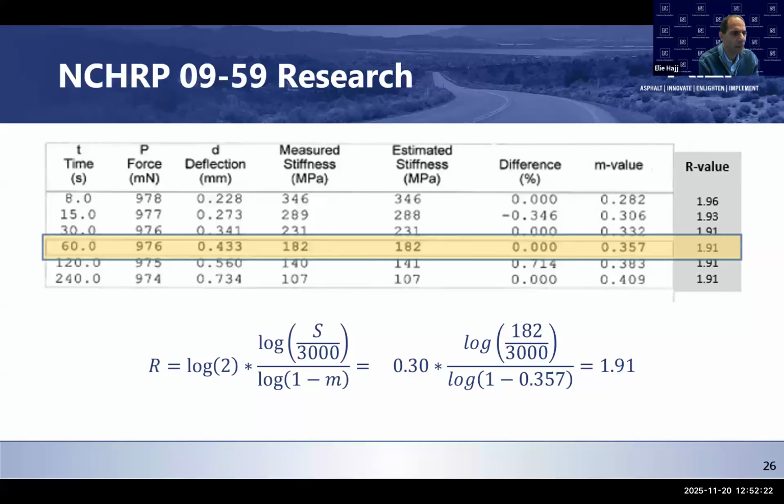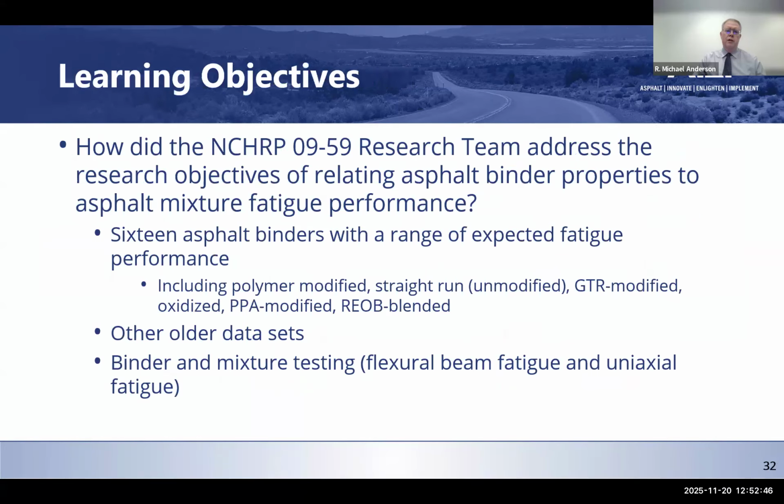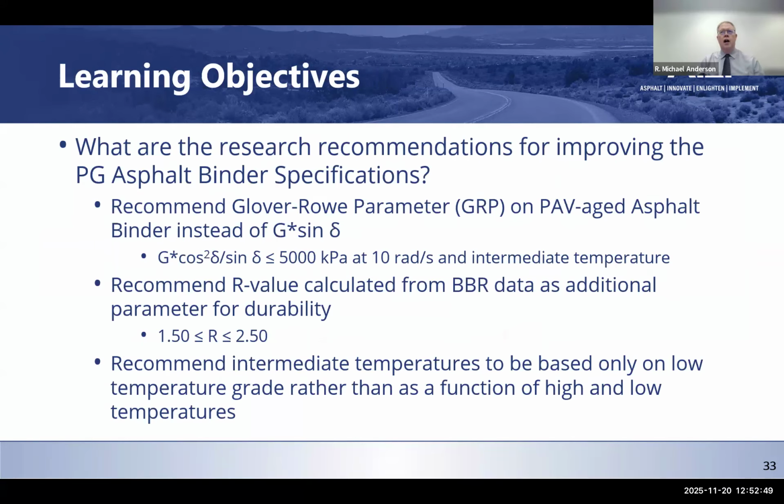Good. And along those lines, has there been any work related to the variability of the Glover-Rowe parameter? Yes. That's something that I'm going to touch on in the next part of the presentation. But I was fortunate enough to be able to get some data from, let's go here to the recommendations. So I've got that on screen. I was able to get raw data from AASHTO Resource, from some of their proficiency sample program. And I was able to plot G star times sine delta, the variability, and Glover-Rowe.